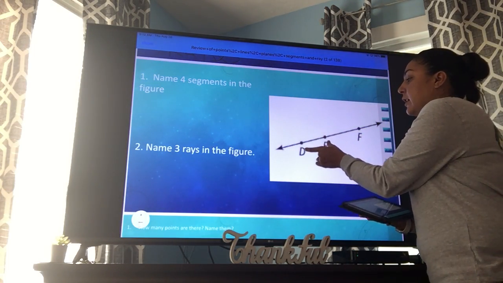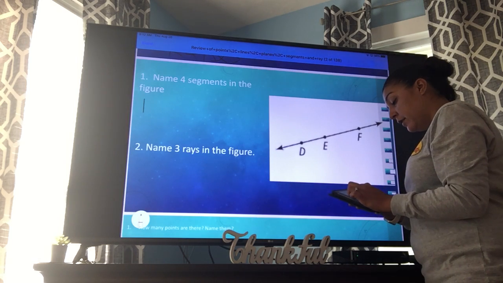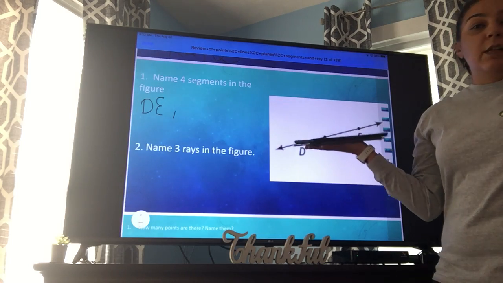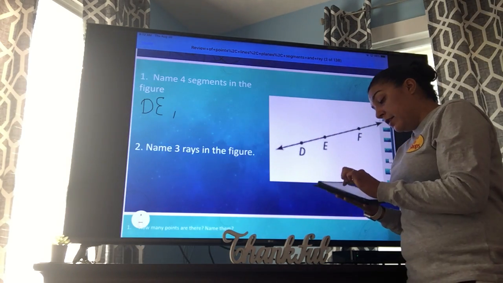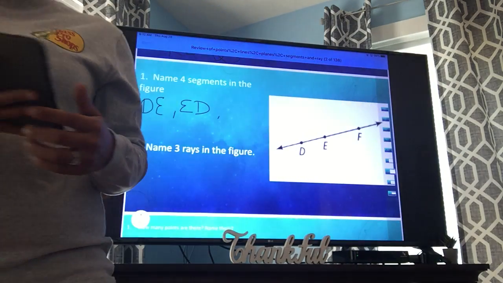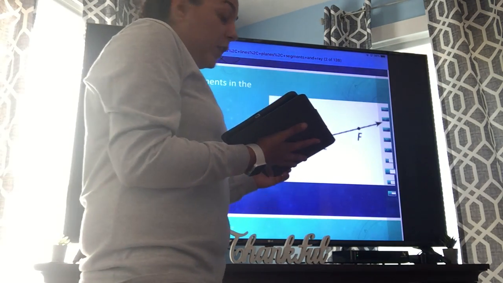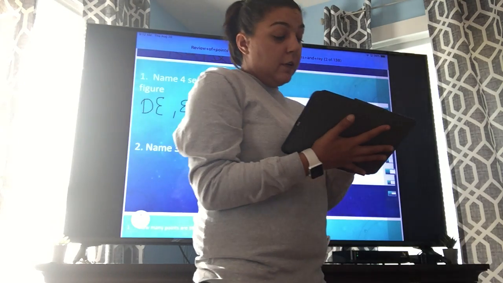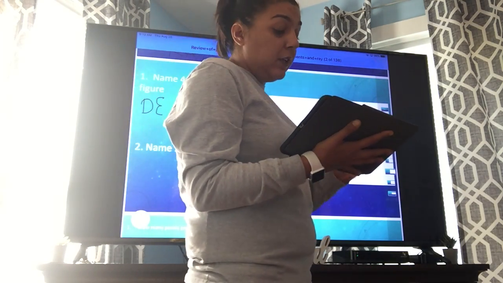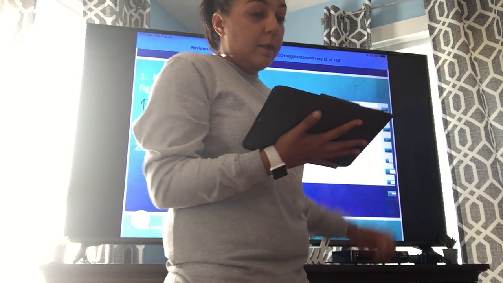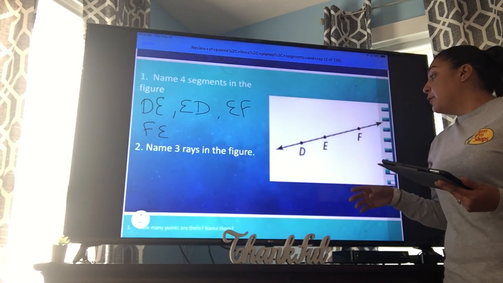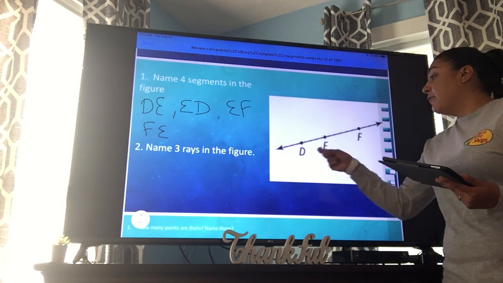So one of the segments that we can use is DE. And it wants us to name 4. And in this case, the segment order doesn't matter. So we could say ED is another segment. We could say EF. And the order doesn't matter, so you could flip that and say FE. Okay? So we got our 4 segments. There's other options too. You could say DF or FD.